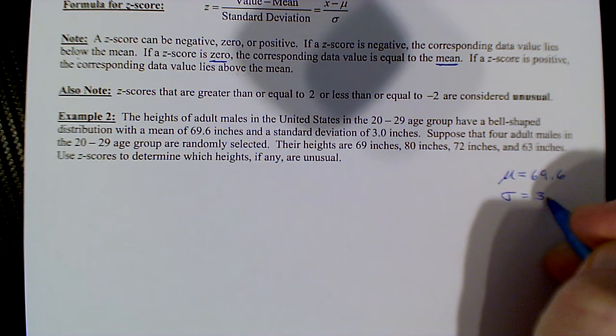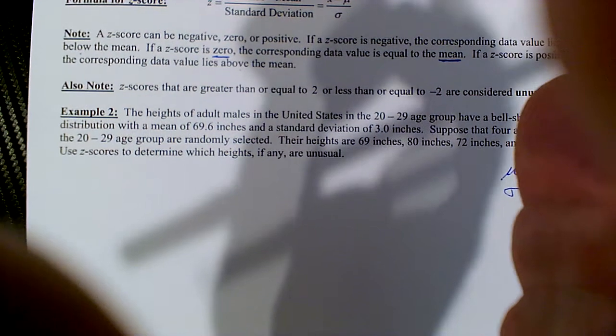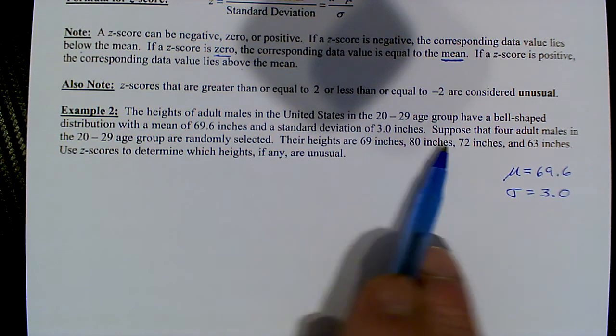It tells us there's 4 adults. Here are their different heights. We want to determine if any of these heights are unusual by calculating their z-scores.